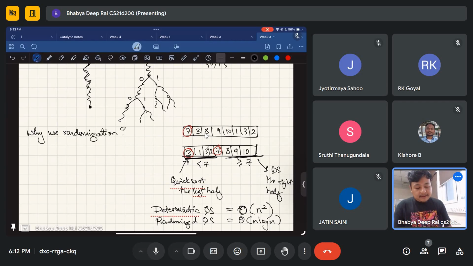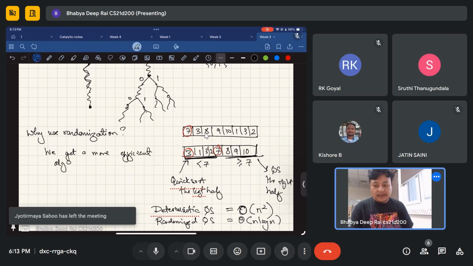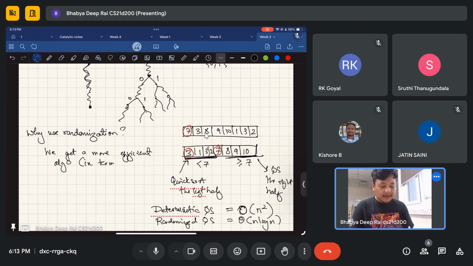Okay, we get a more efficient algorithm in terms of time. Sometimes even space, or other things could be possible, but overall we get a more efficient algorithm. And why do we get a more efficient algorithm?